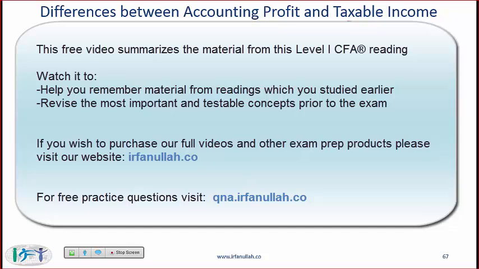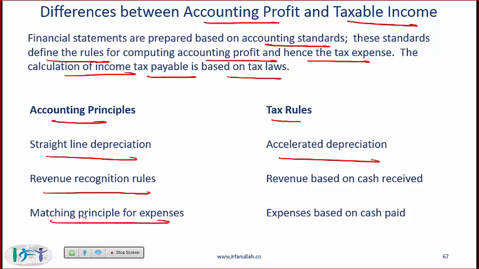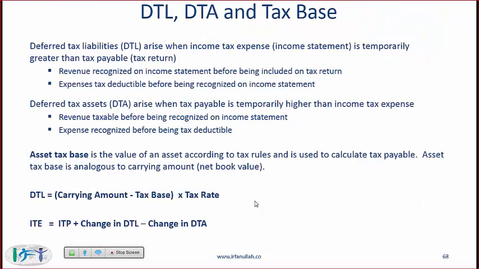Just to give you a sense for why there are differences, with accounting we generally use straight line depreciation, with tax we generally use accelerated depreciation. With accounting we have certain revenue recognition rules, we have the concept of the matching principle, whereas on the tax side generally revenue is based on cash received and generally expenses are also based on cash paid. So clearly the rules are different, and since the rules are different, that's why the income tax expense and income tax payable will be different.